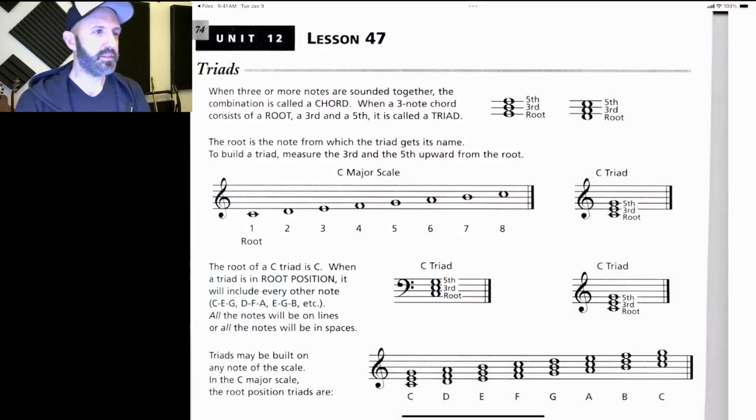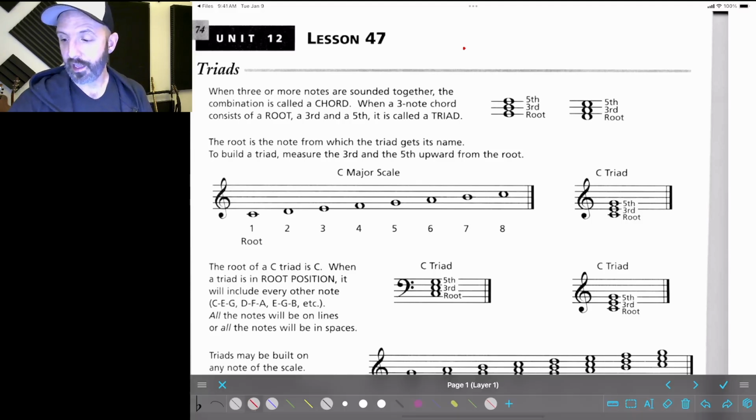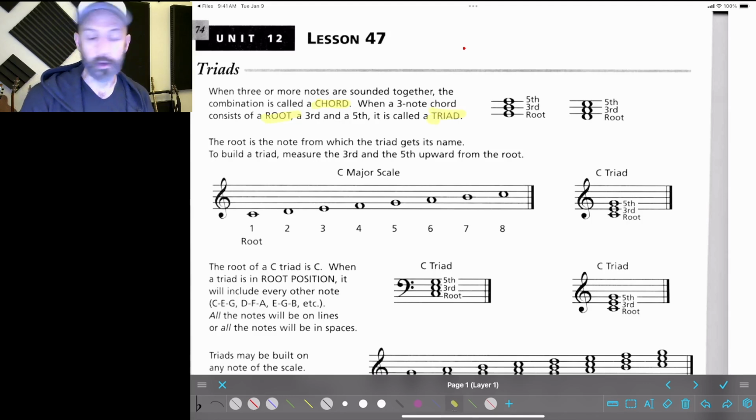We did this in class, but I'm doing it just in case some students couldn't make it that day. So when three or more notes are sounded together, the combination is called a chord. So as I've said in class, anytime you see these uppercase words, that is going to be something you're going to want to know. It seems like on the test they will usually talk about these things. So watch out for that.